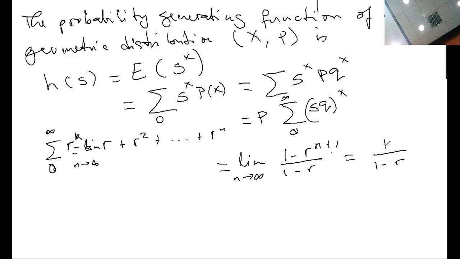So we will define h of s to be equal to p over 1 minus sq, where the p is this p, and this sum from 0 is 1 over 1 minus sq.